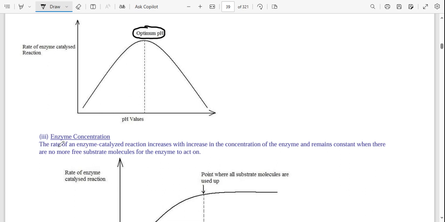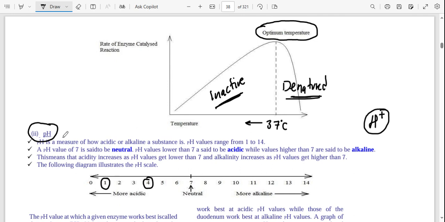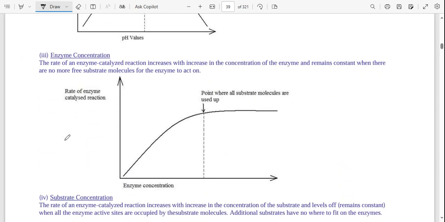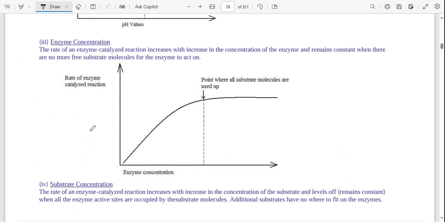And now the enzyme concentration. What is enzyme concentration? Enzyme concentration is how many enzymes you have. Say we have 20 substrate molecules for the enzymes to work on, and we only have one enzyme. This reaction is going to be slow. Why? One enzyme will first take up one molecule and convert it to product. After it is done, it gets another molecule and converts it to product, and so on. So it's going to be slow.